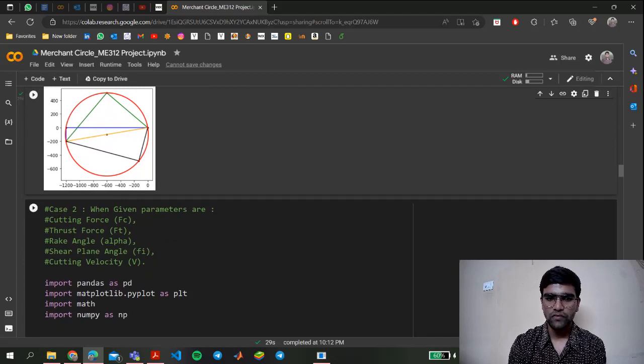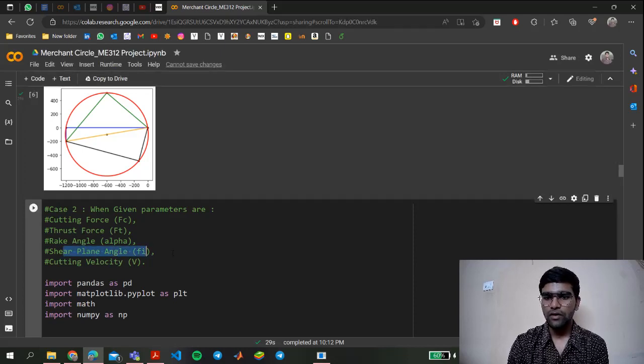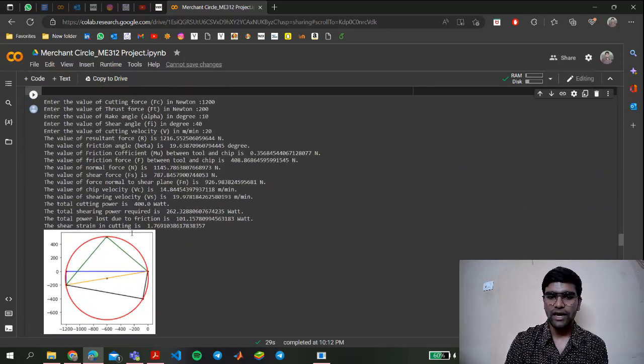Similarly, in case 2, we are not taking coefficient of friction or thickness like cut and uncut. We are directly taking the shear plane angle. We have given this input based on what parameters we can determine from our machine. We can easily get to know cutting force, rake angle, shear plane angle, and our coefficient of friction, cutting velocity. If we can find thrust force, then case 2 is perfect for that.